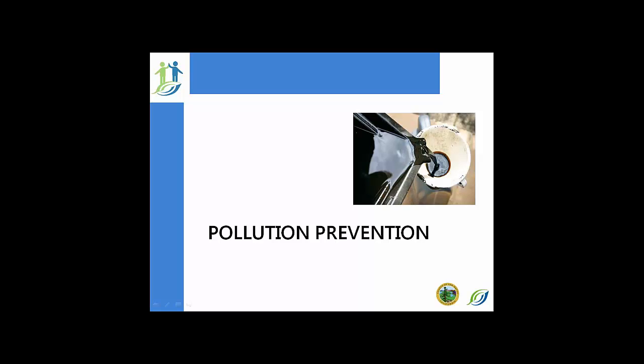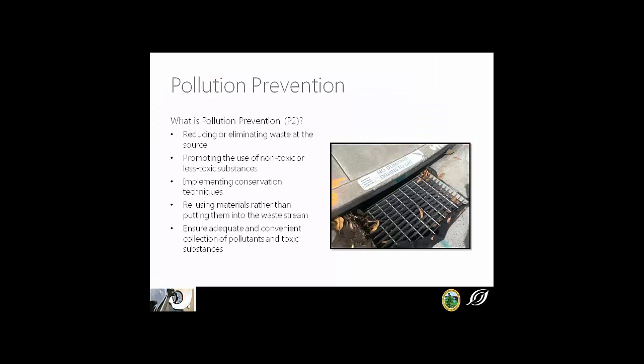Okay, so the last section that I'm going to be going over with you is on pollution prevention, which oftentimes is related to solid waste management because a lot of the materials associated with the pollution prevention programs are those generated in the household. Pollution prevention, or P2, is the act of reducing or eliminating waste at its source. And in doing so, we want to definitely promote the use of non-toxic or less toxic substances. You'll see that a lot of the materials that we're dealing with when we're talking about pollution prevention are those types of materials that are toxic.